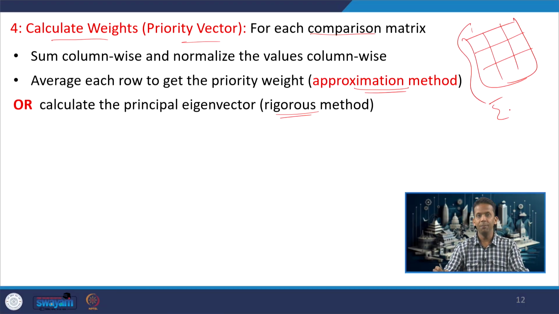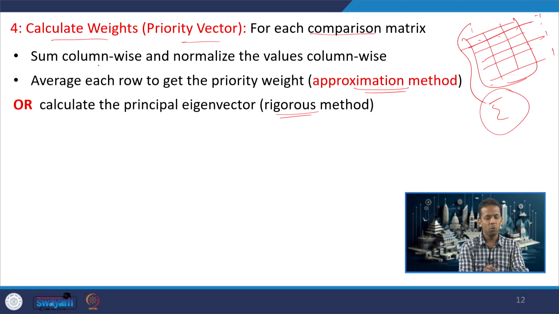You do the column wise sum and then normalize each value using this column summation, and then whatever values we get, you average the rows. If it is a 3 by 3 matrix, you will get 3 values when you take the average of these 3 numbers row wise. So sum column wise and normalize the values column wise, average each row to get the priority weight. That is the approximation method.